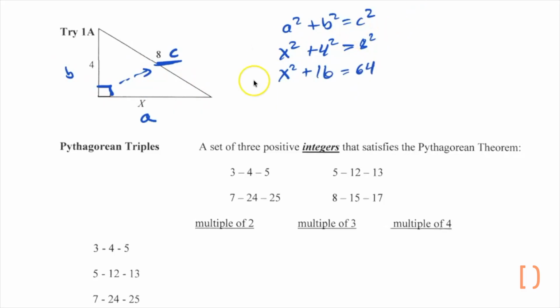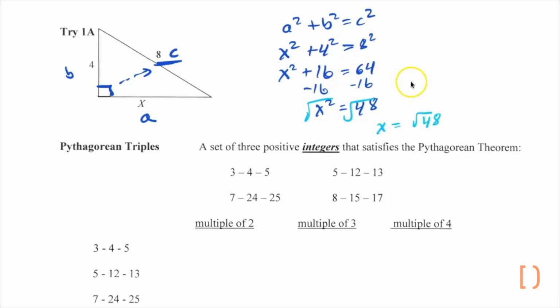All right, this one's a little different. I'm not looking for my C. I'm looking for my X, which happens to be a leg here. So it's an A. So I get to this point, I have to subtract 16 from both sides. So you get x squared is equal to 48. And then we have the square root. And then we have x is equal to square root of 48.